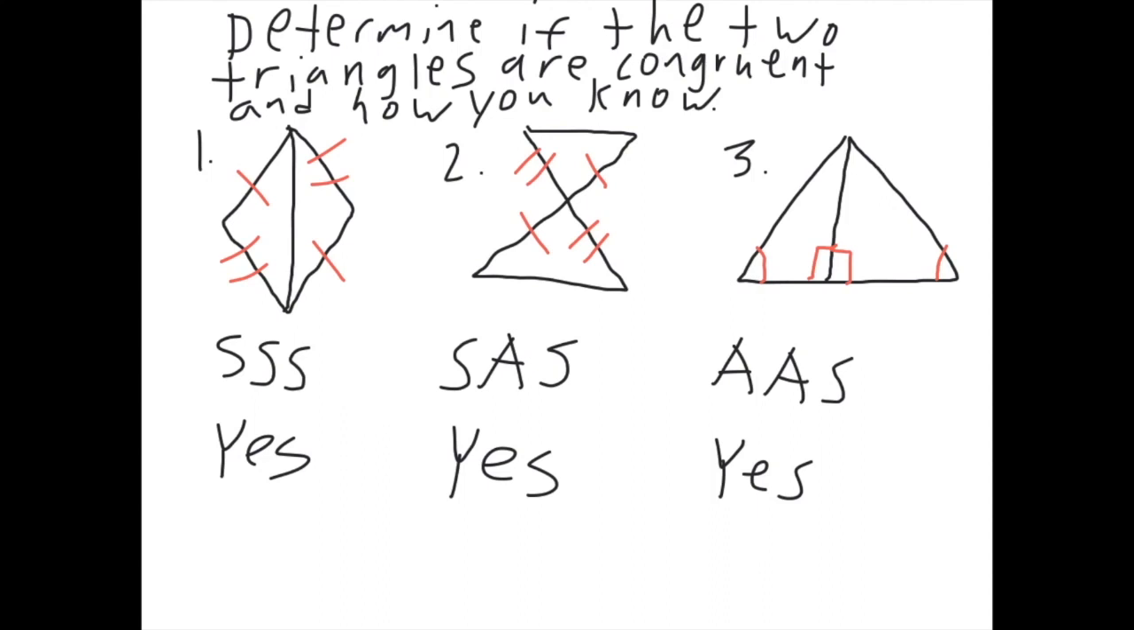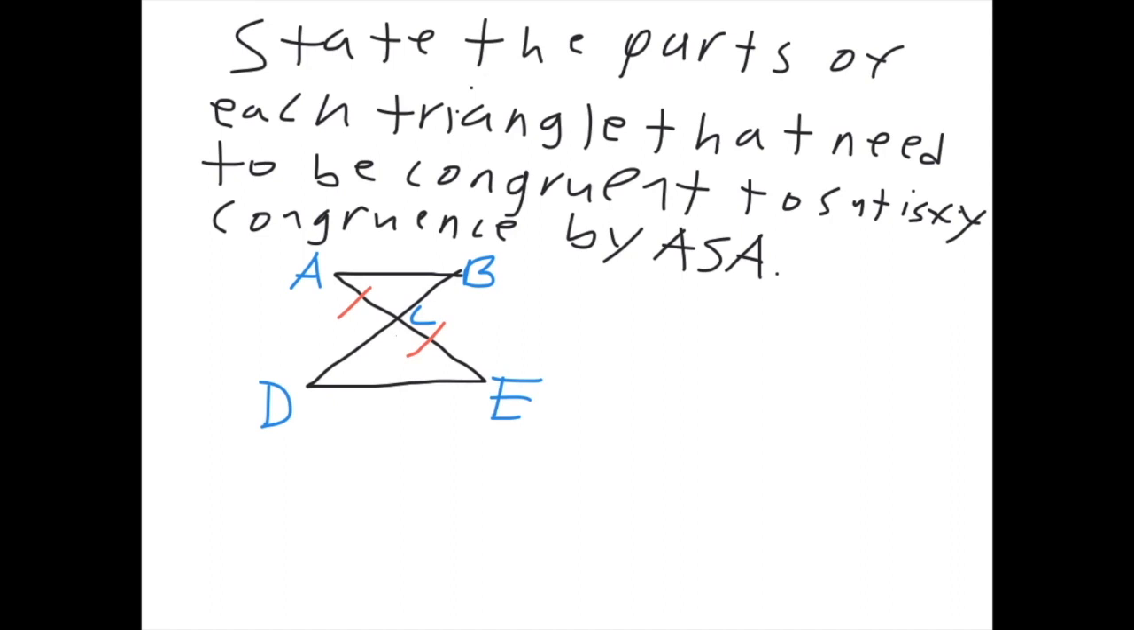So a lot of what you'll be doing next class is looking at different triangles and trying to tell whether or not the triangles are congruent and how you know that they're congruent, whether it's side, side, side, side, angle, side, angle, angle, side, or angle, side, angle. Alright, so here's one more type of example we'll be dealing with. It says, state the parts of each triangle that need to be congruent to satisfy congruence by ASA.